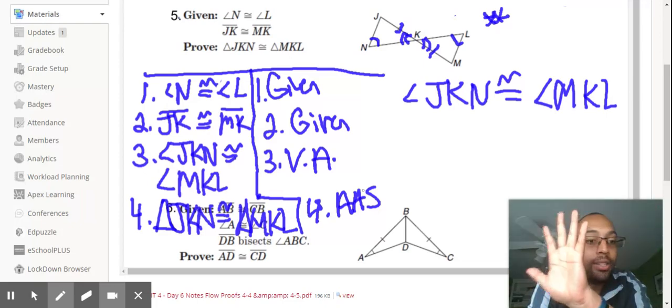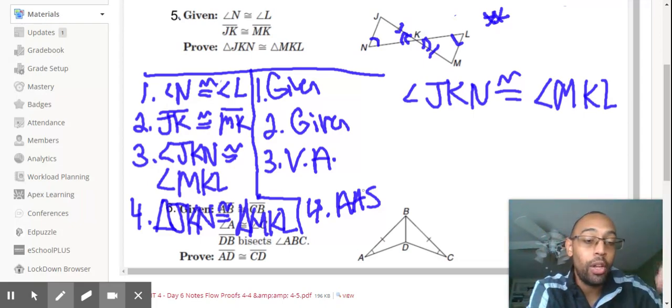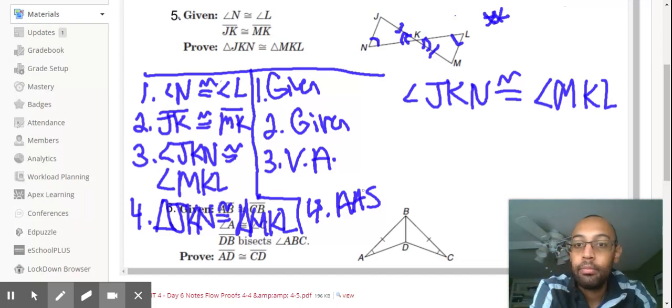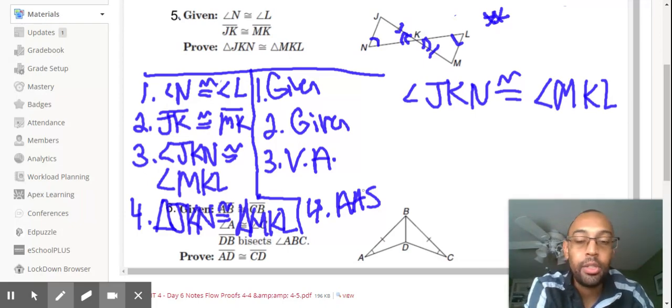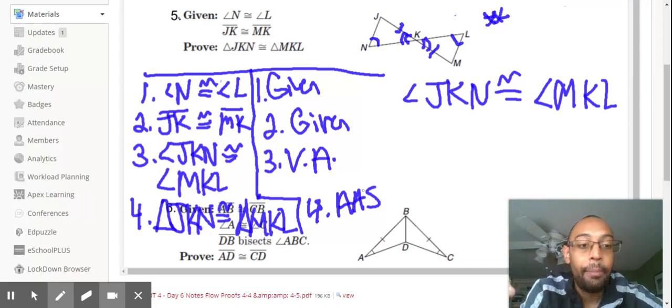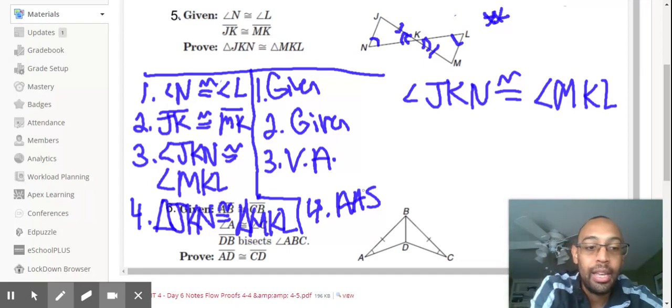Again, the goal is to figure out which of the 5 congruence theorems you're going to use. Once you have the sides or angles gathered, then you can see which theorem you're going to use. So again, please copy these notes down, these 2 examples, and again, come to class with questions, and I will have more examples for you when you get to class next time.